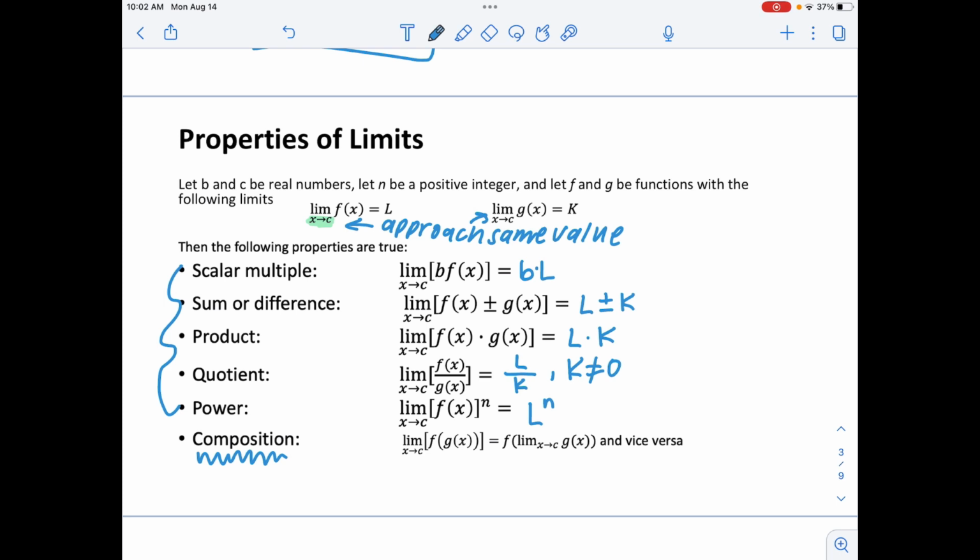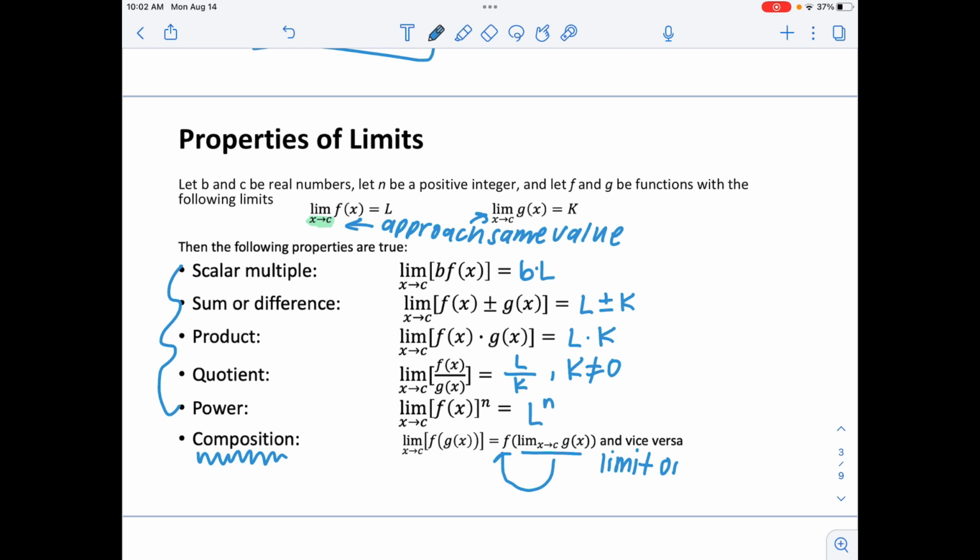What you're doing is it says the limit as x approaches c of f of g of x equals f of the limit as x approaches c of g of x, and then vice versa if they were switched. So you're only finding the limit as x approaches c of g of x, and then whatever you get, you just plug it into f as if it was just normal function notation, as if it was like f of 3. So you're only going to do the limit once.